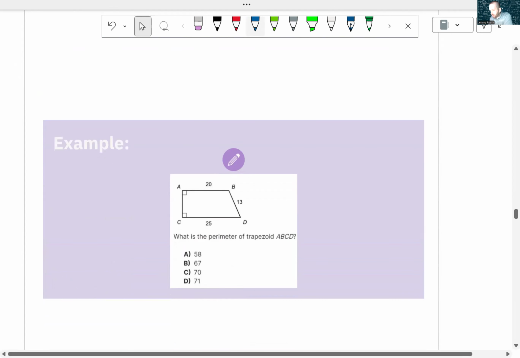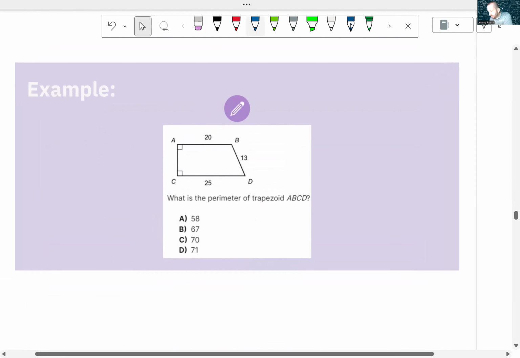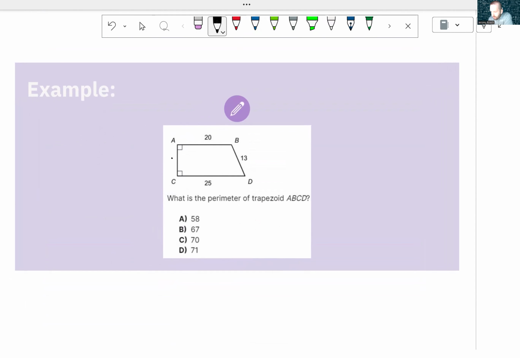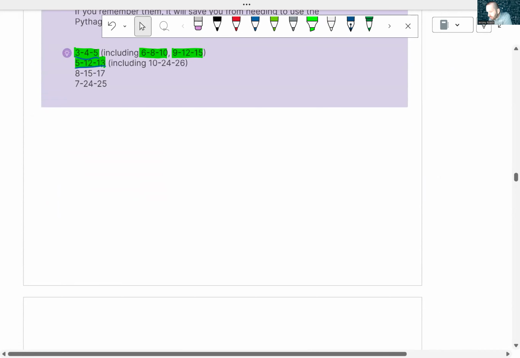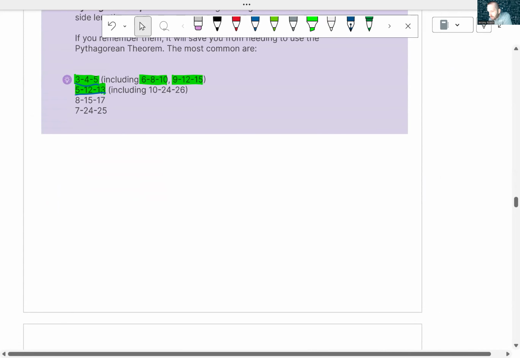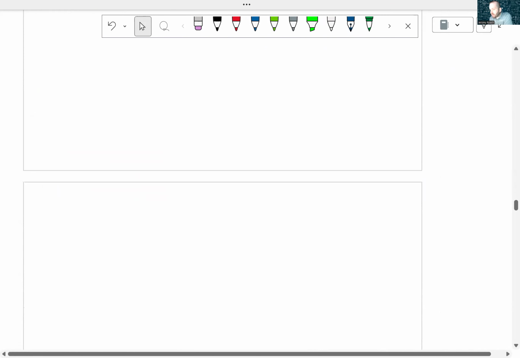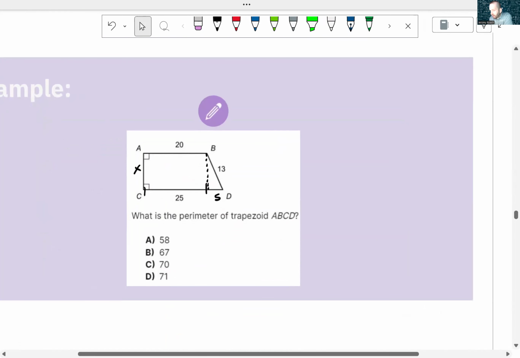So let's look at an example here. It says, what's the perimeter of this trapezoid ABCD? So the perimeter, we've got to figure out what this is, and that's the same as that. We know that from here to here is 20, because 20 is up here from AB, and that means that's 5. If we know our Pythagorean triples, we'll go back up to our list. 5, 12, 13 is a Pythagorean triple. And so we have a 5, and this is 12.